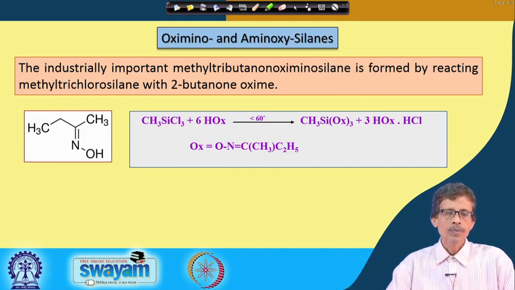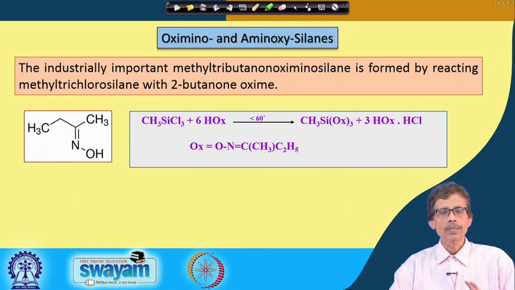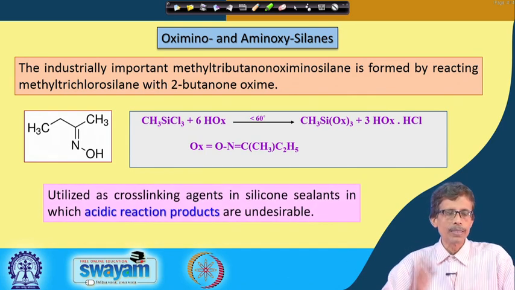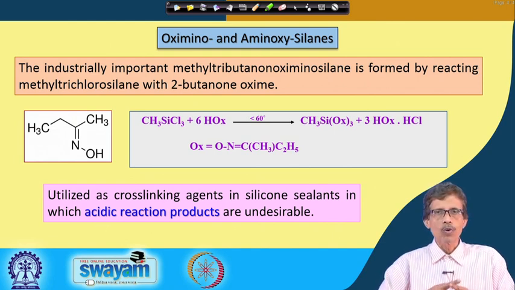breaking process. So the attachment of the oxime functions on the silicon center in a particular form will give a new type of material and is utilized as a cross-linking agent. Again, it can go for cross-linking between the polymeric chains.